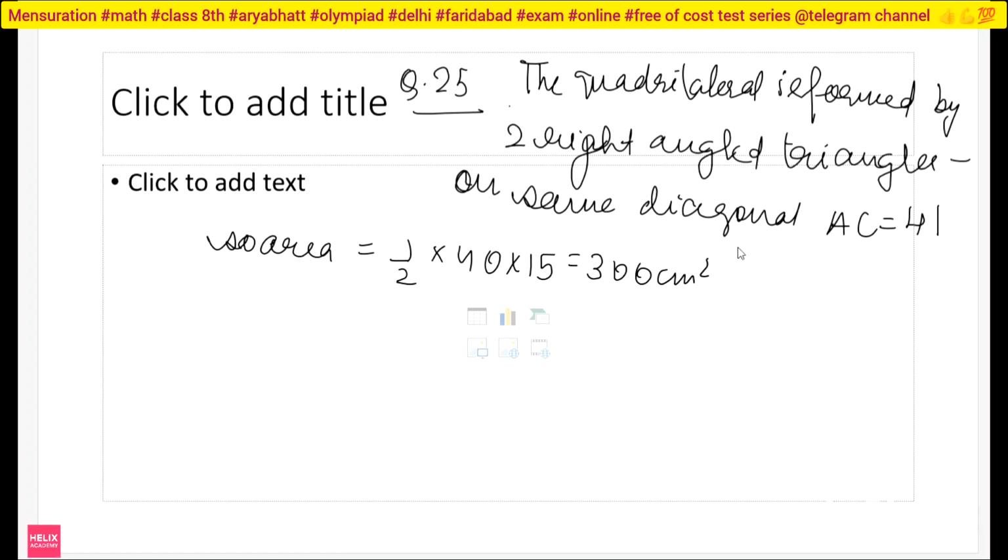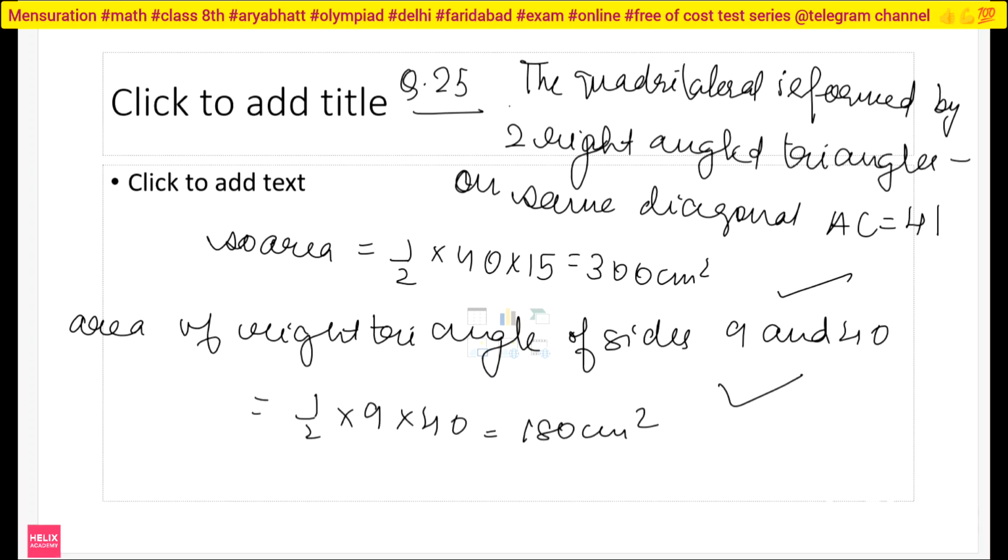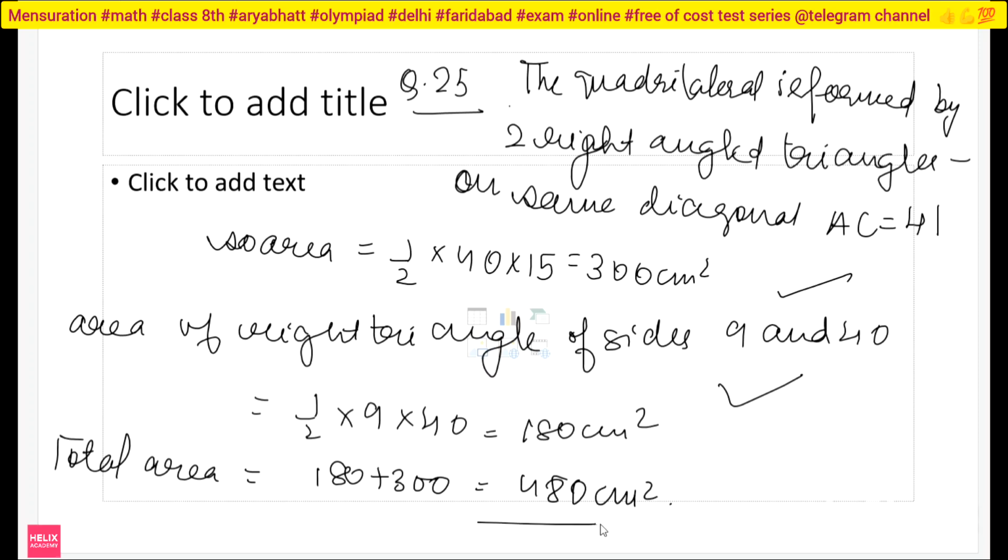Now second part, area of the right triangle with sides 9 and 40. Okay, so it becomes 1 by 2 into 9 into 40 is equal to 180 centimeter square. So two areas we have got. So my total area will be 180 plus 300 is equal to 480 centimeters square. Okay, this will be your answer.